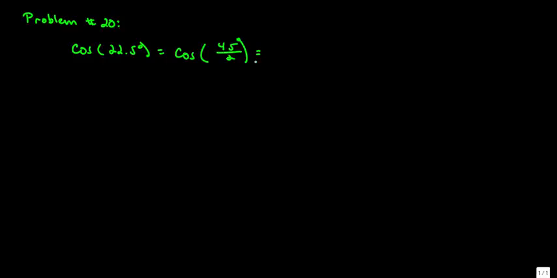My half angle is going to be equal to plus or minus the square root of 1 plus the cosine of this top angle, 45 degrees, all divided by 2. Now the rest of it is just computation.